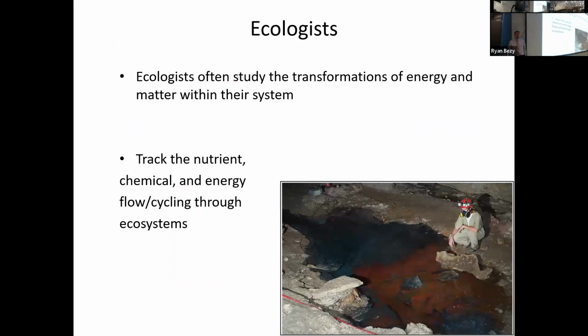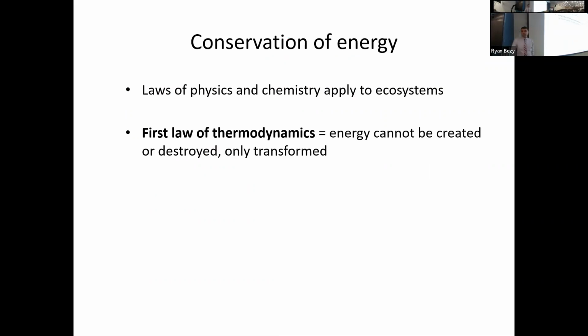So really, this type of ecology is going to focus on transformations of energy, but also transformations of chemical matter within a particular area, within an ecosystem. And we're going to be tracking nutrients, chemicals, energy flow or cycling through these ecosystems.